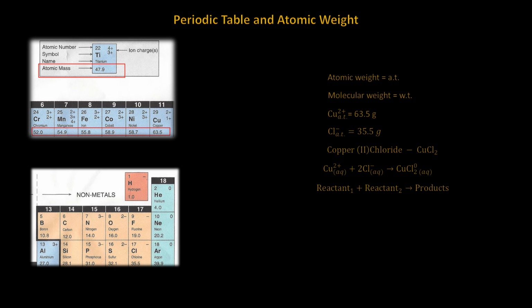In order to find the molecular weight or mole weight of a compound or molecule, one simply adds up the weight of each atom in the formula for that molecule. Copper-2 chloride contains 1 atom of copper with an atomic weight of 63.5 grams and 2 atoms of chlorine having atomic weights of 35.5 grams. The total molecular weight of the compound is therefore 134 grams per mole.